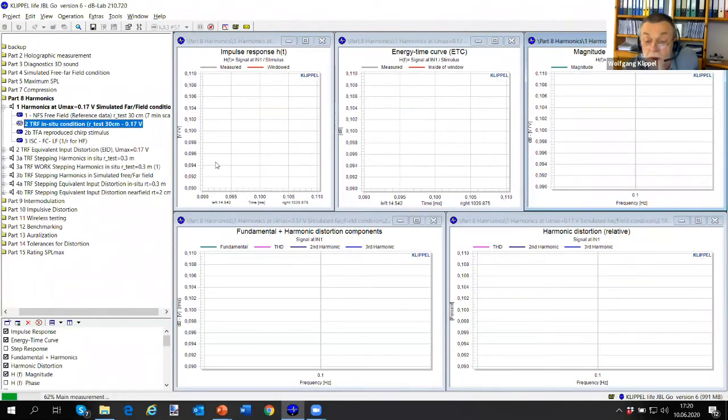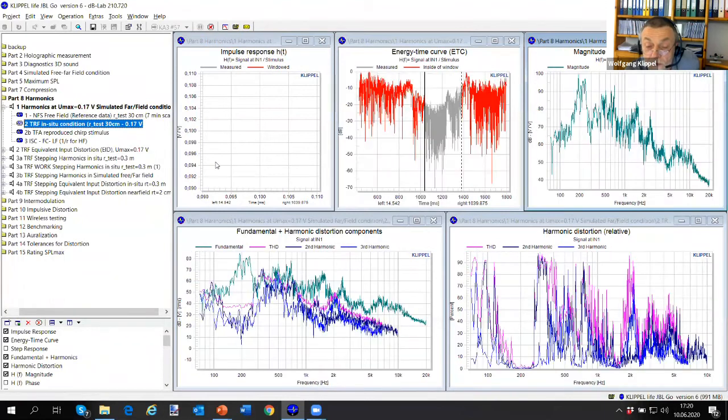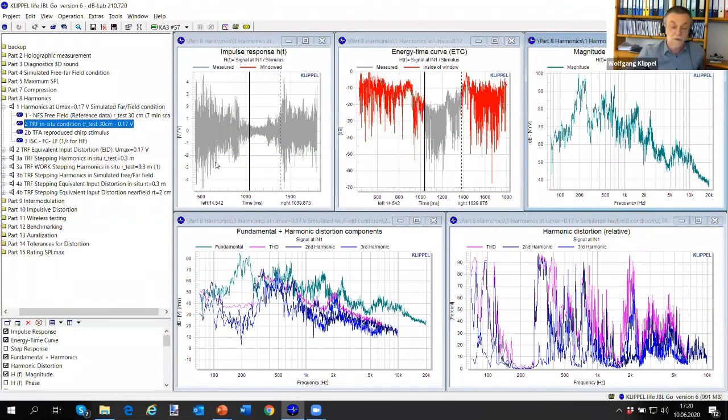Oh, the Bluetooth device is switched off. Now it's switched on. You see it's only noise.